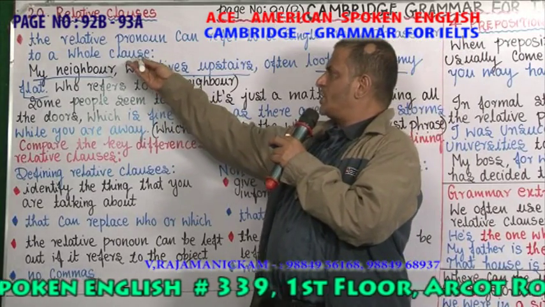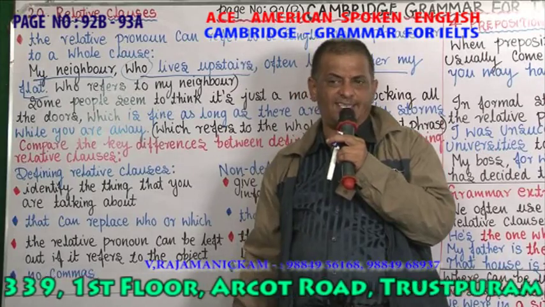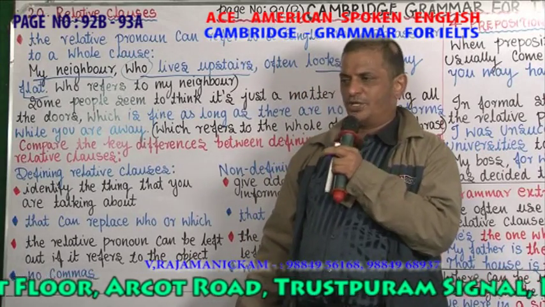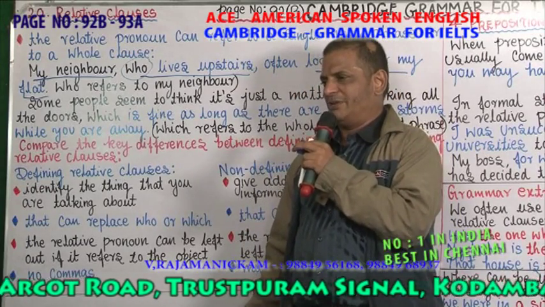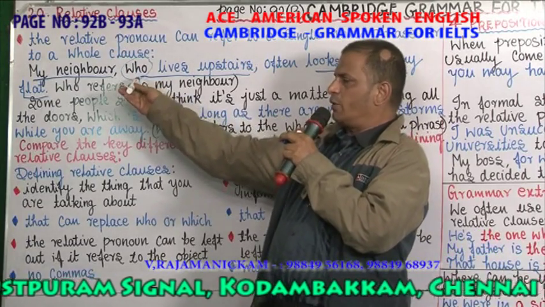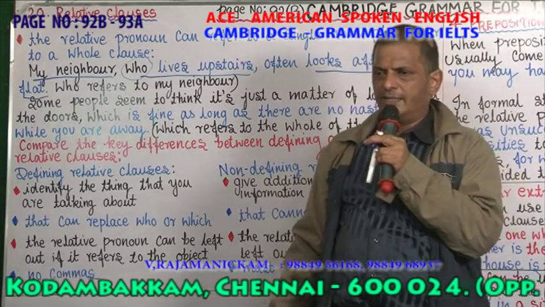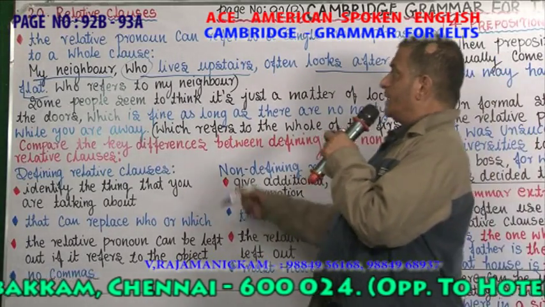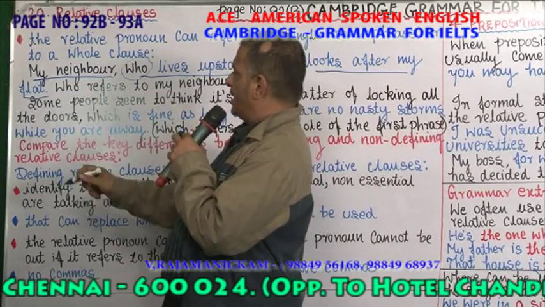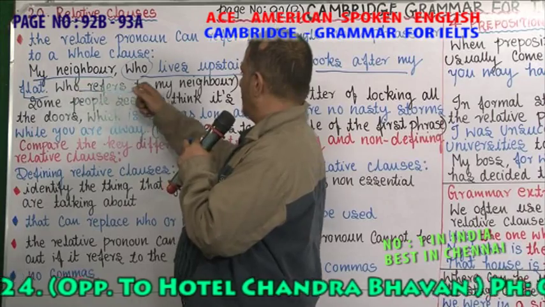So this who stands for a noun or a noun phrase. Two words or three words or more words joining together to give a meaning, but not a complete sense, is called a phrase. So the who stands for what? My neighbor. Have you got it? So this who stands for my neighbor. See, next sentence. Who refers to my neighbor, right?